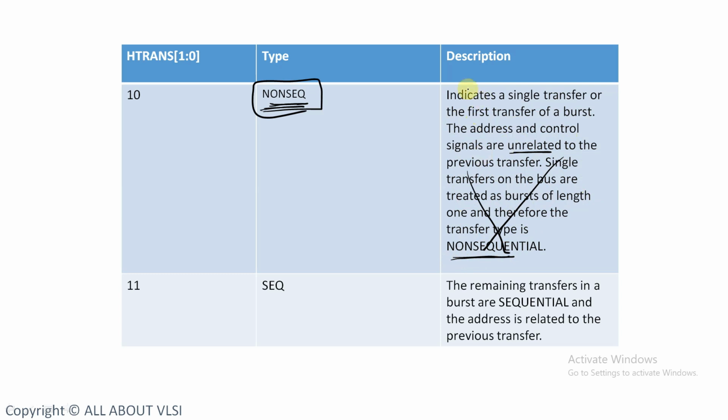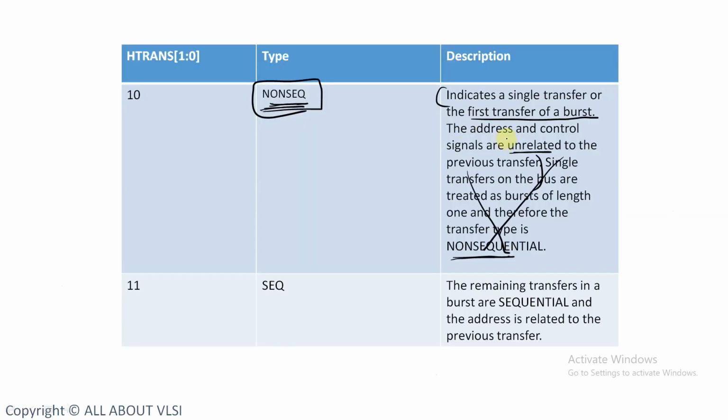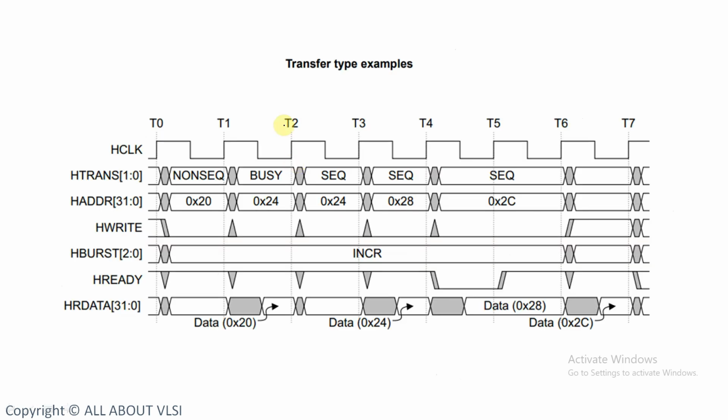Don't worry about this, we just need to focus on this particular point. That is, it is going to indicate a single transfer or the first transfer of a burst. This is a burst. Burst is nothing but sending multiple data packets. That is nothing but your burst. So the address and control signals are unrelated to the previous transfer. And coming to 1-1, it is sequential. Sequential in the sense that the remaining transfers in the burst are sequential and the address is related to the previous transfer. Just now we have discussed it, right? Yes. So let us try to understand this with an example so that things will be more clear.